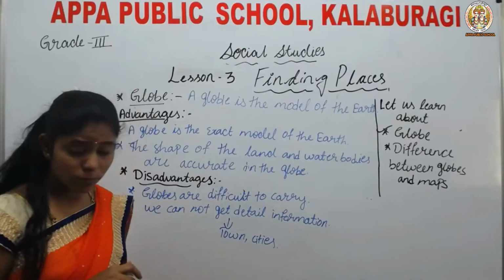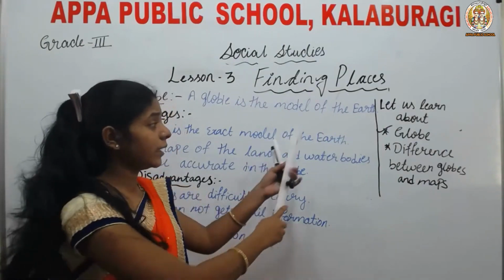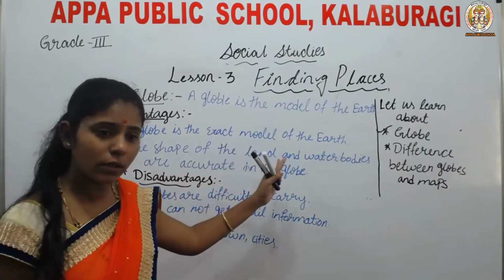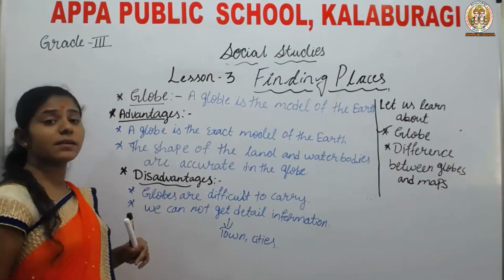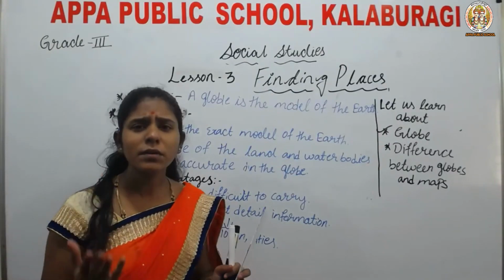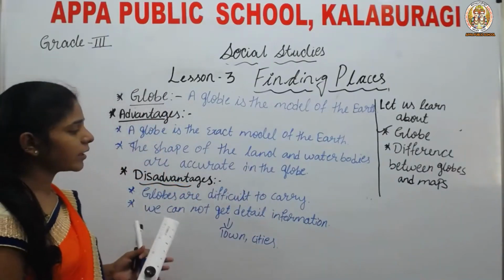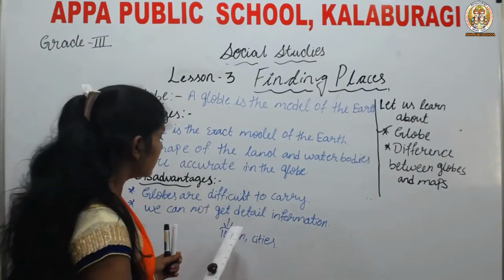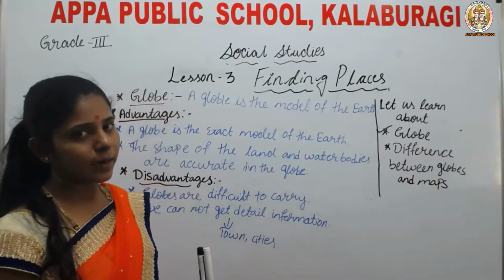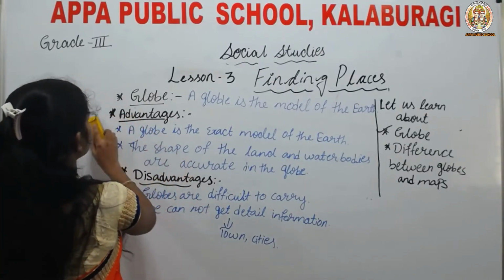Okay? Understood about the advantages and disadvantages of the globe? A globe is the exact model of the earth and the shape of the land and water bodies are accurate in the globe. Next, the disadvantages of the globe: globes are difficult to carry because they are big and heavy, and we cannot get detailed information regarding small areas like villages, towns and cities, etc.